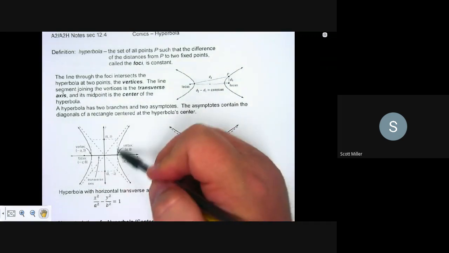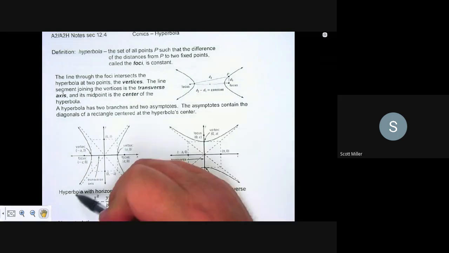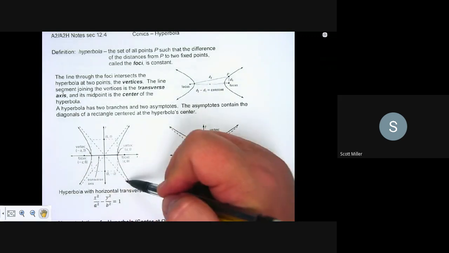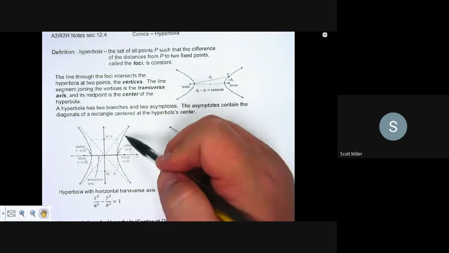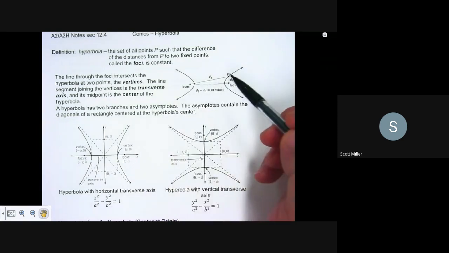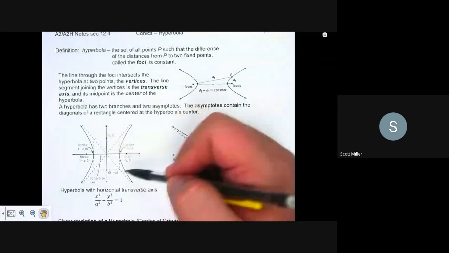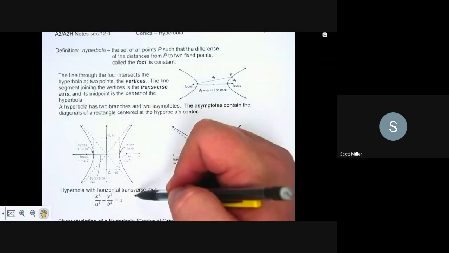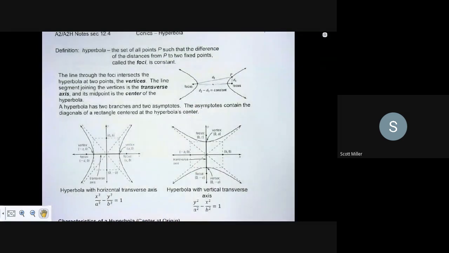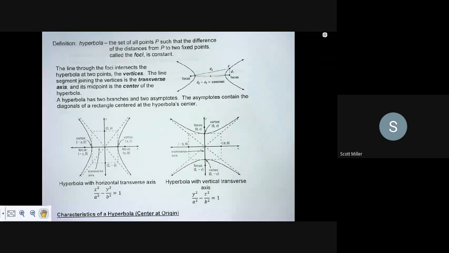And these are asymptotes of the hyperbola. So the hyperbola, as you know, the farther out I go, the closer it's going to get to that line. So in drawing these things, we're going to use this box to help us draw the asymptotes, which will help us draw the hyperbola. So let's take a look at this one.